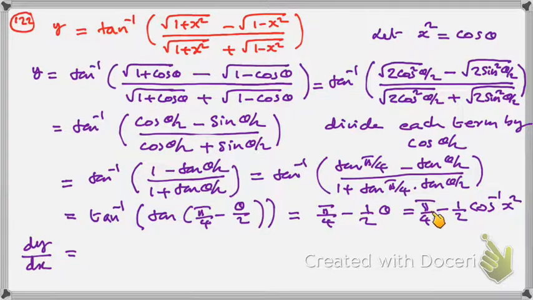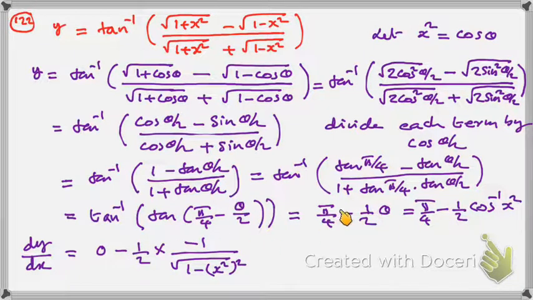So y is equal to pi by 4 minus half cos inverse of x square. Therefore dy by dx would be, derivative of pi by 4 would be 0 minus half, the coefficient would stay there. Cos inverse of x is 1 by root of 1 minus x square. But this is cos inverse of f of x. So it would be minus 1 by root of 1 minus f of x the whole square into f dash of x. F of x is x square. So into f dash of x would be 2x.